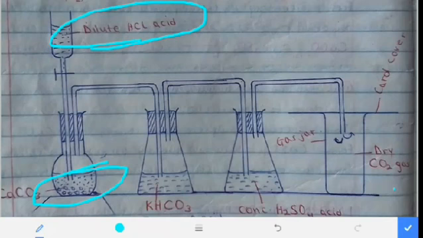Then the gas is passed through a wash bottle containing potassium hydrogen carbonate to absorb excess acid sprays. It is again passed through concentrated sulfuric acid to dry it, and then it is collected into this gas jar as dry carbon dioxide gas.